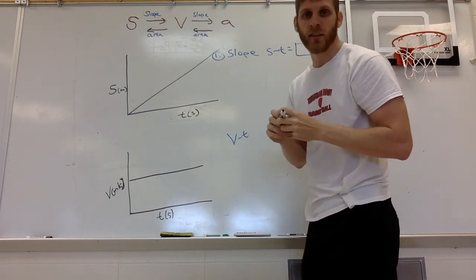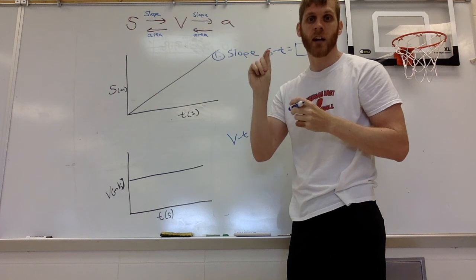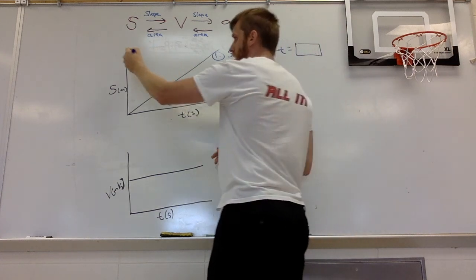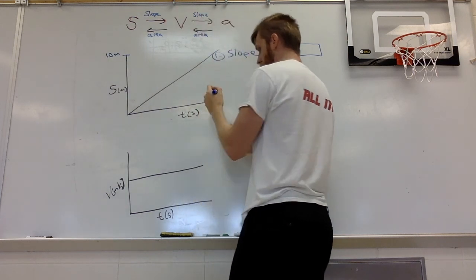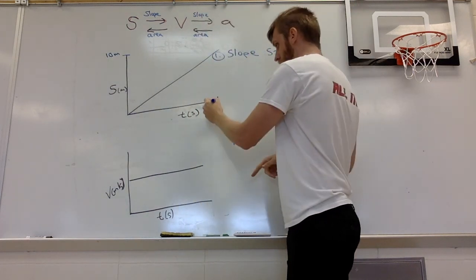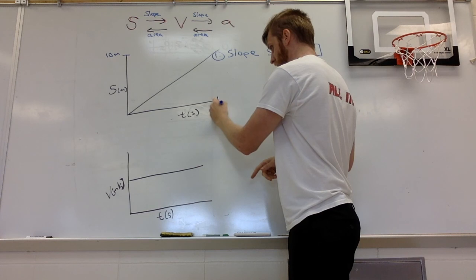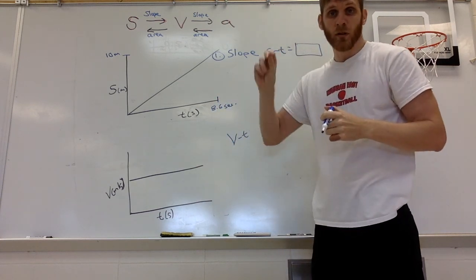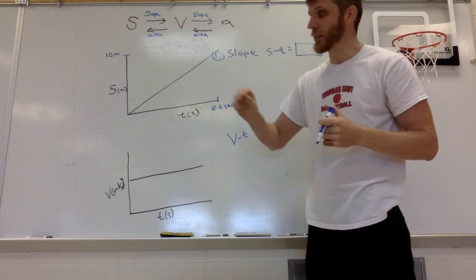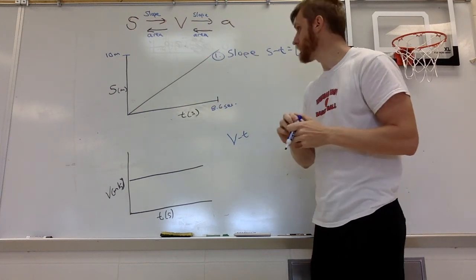Now there's two different ways to find the slope. You could do rise divided by run. So let's say that this is my value. I'd go up to maybe 10 meters, and my run is maybe 8.6 seconds. So if I did the slope, I would do 10 divided by 8.6. That's the rise divided by the run.